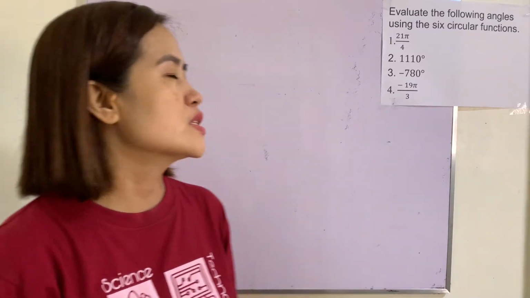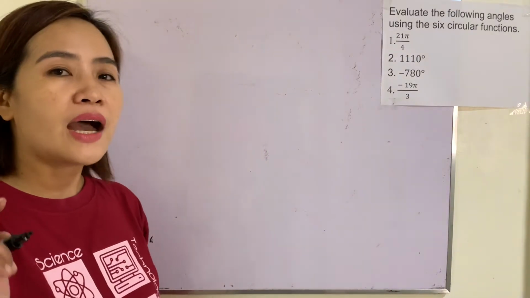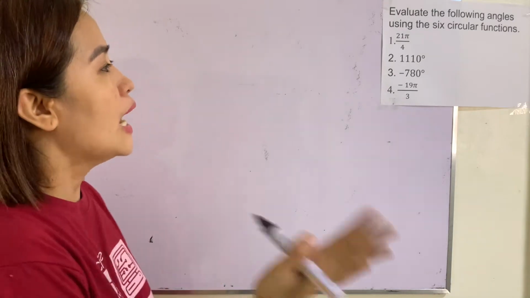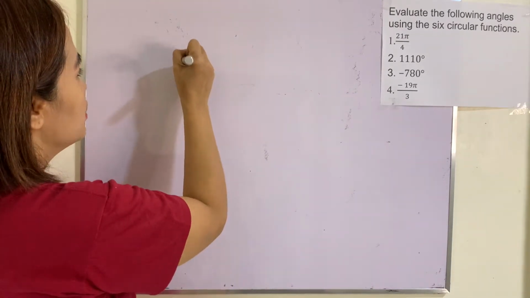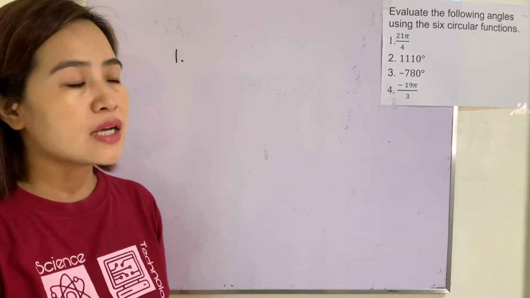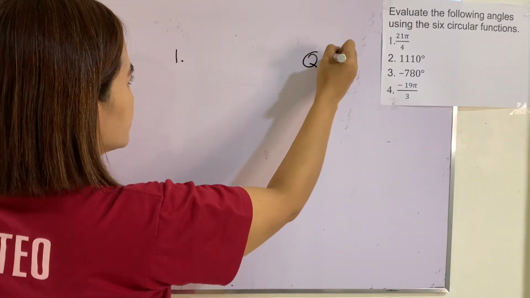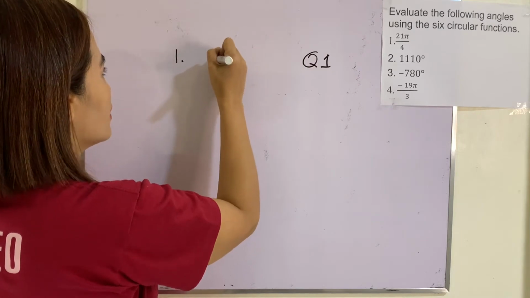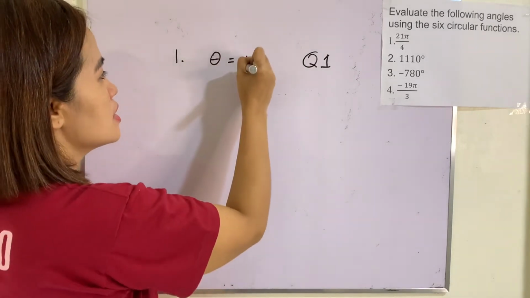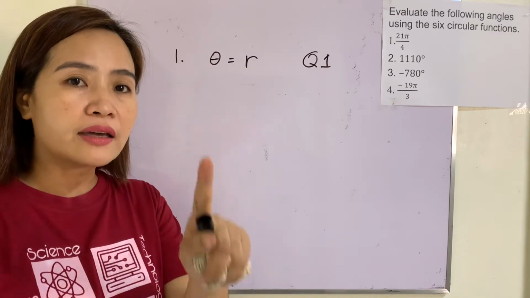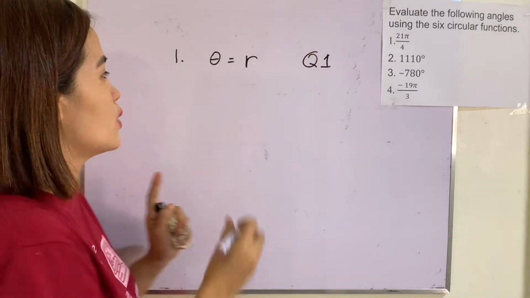Our most essential learning competency for today is to use reference angle to find the exact values of the circular functions. Let's do it. To find the reference angle of a given angle, we will be using these formulas. For the first quadrant, this is quadrant 1, the given theta is of course the reference angle, if that angle is located in the first quadrant.